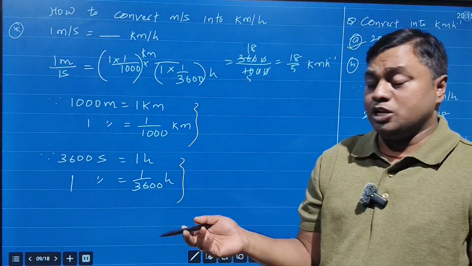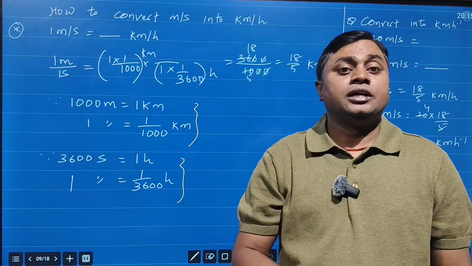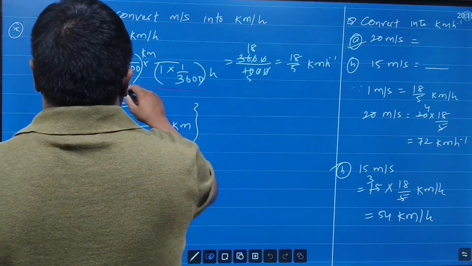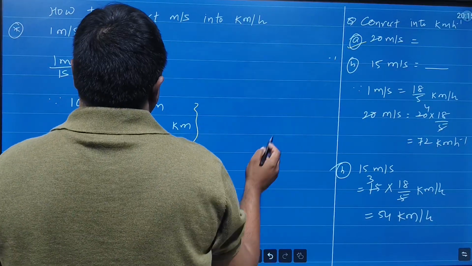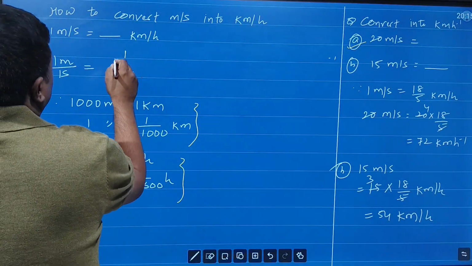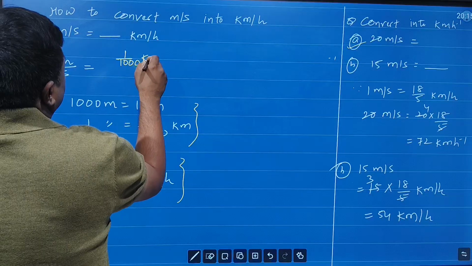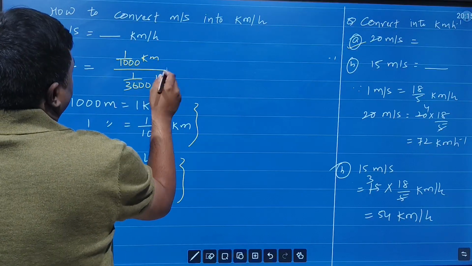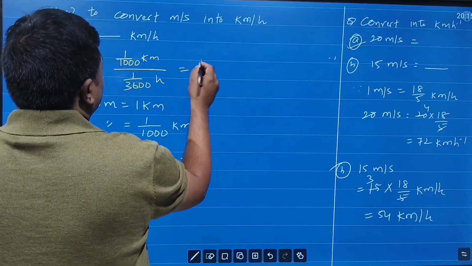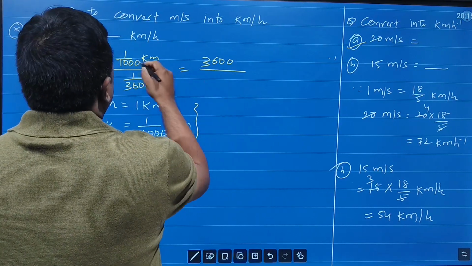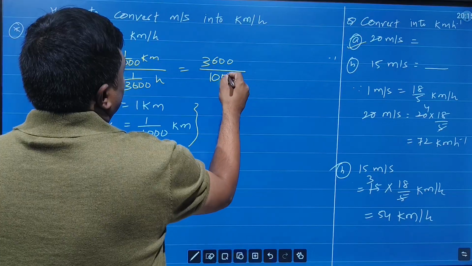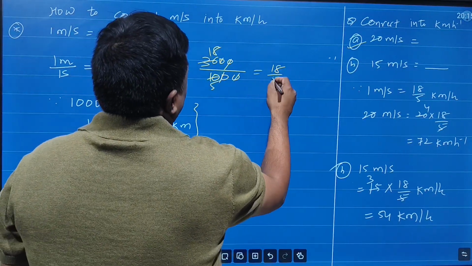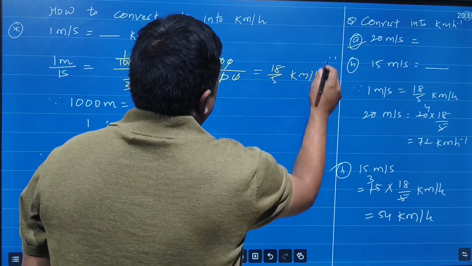Vice versa also. 1 meter per second is equal to how much kilometer per hour? We can solve this also. 1 meter is 1 by 1000 kilometer, and 1 second is 1 by 3600 hour. So 3600 will go up and 1000 will come down. The zeros cancel, so 18 times, this is 5 times. So it is 18 by 5 kilometer per hour.